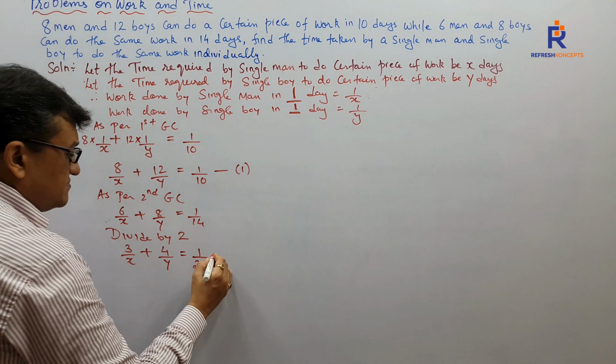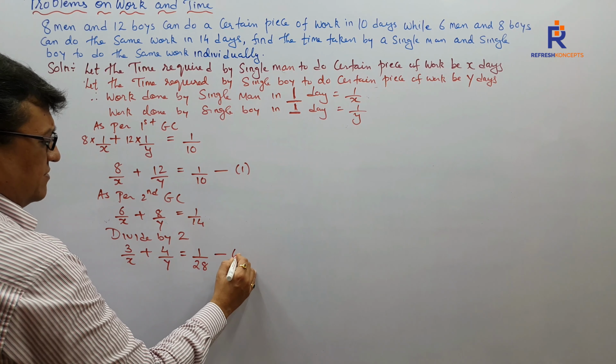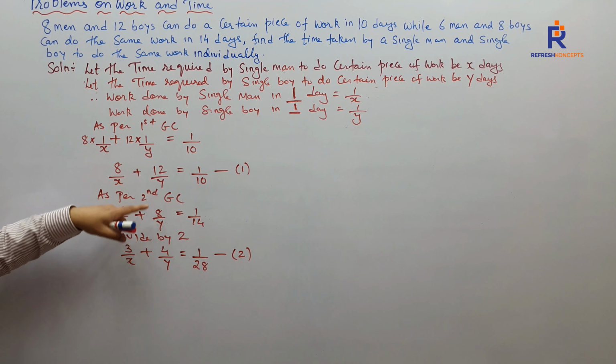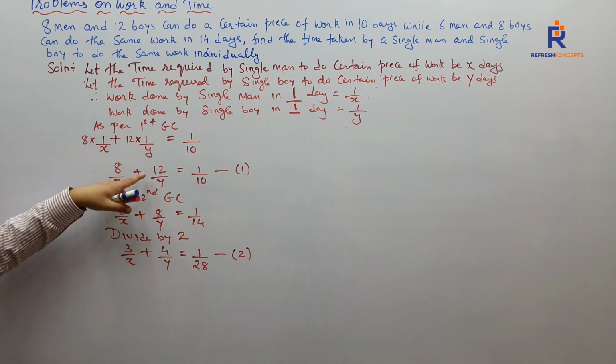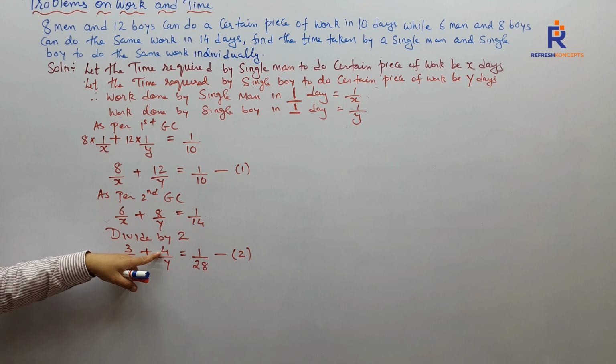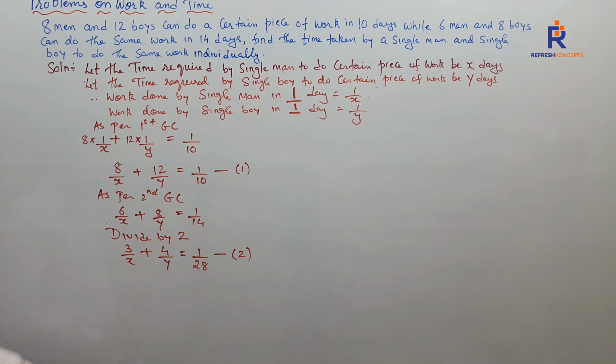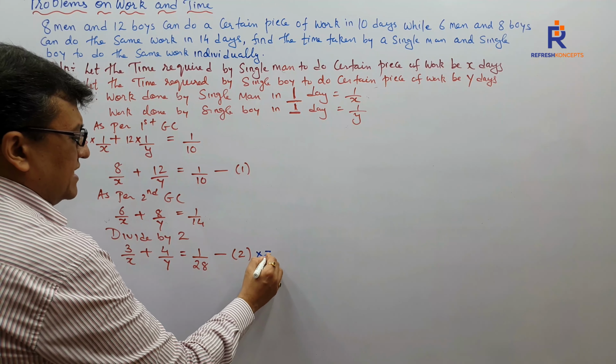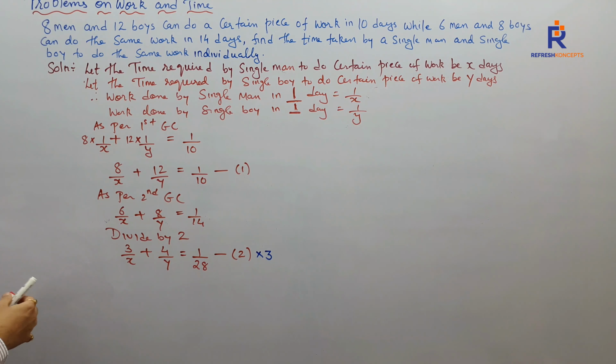Now, I can call this my equation number 2. When I say this is my equation number 2, I'll pick up y. Here it is 12. Here there is 4. Can you multiply this equation 2 by 3? So I'm multiplying equation 2 by 3. When I multiply this equation 2 by 3, what answer will I get?